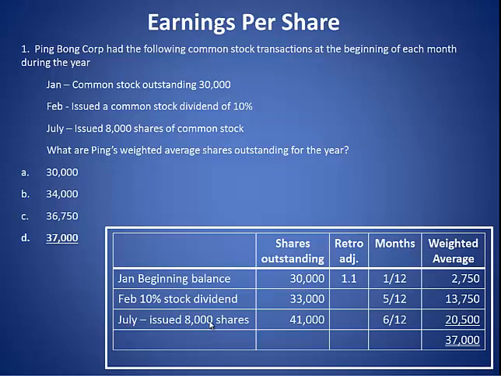Lastly, on July 1st, we issued another 8,000 shares. So the 8,000 shares added on to the 33,000 shares ends up at 41,000 shares, and that's for the last 6 months of the year. So our weighted average in this case is 20,500. So what we have now would be a weighted average of 37,000 shares.